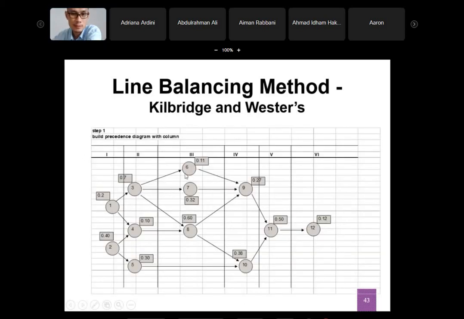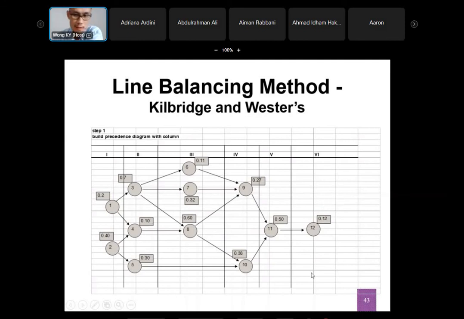Okay, so if you look at our precedence diagram, we can actually separate them into columns. For example, work elements 1 and 2. Both of them are at the top of the hierarchy, right? They can be started first. So group them into column 1. And after that, you can see that work elements 3, 4, and 5 can be started. So you group them into the second hierarchy, which is the second column. And then followed by 6, 7, 8 in the third column. And then followed by 9, 10 in the fourth column, and then work element 11 in the fifth column, and then lastly work element 12 in the sixth column. That is the first thing you have to do when you use the Kilbridge and Wester. You have to group the work elements based on the hierarchy into separate columns.